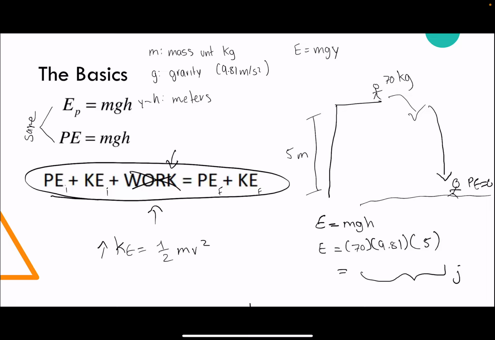And why is that? That is because if we use our formula, our height at the bottom is just going to be 0. So we don't have potential energy at the bottom.